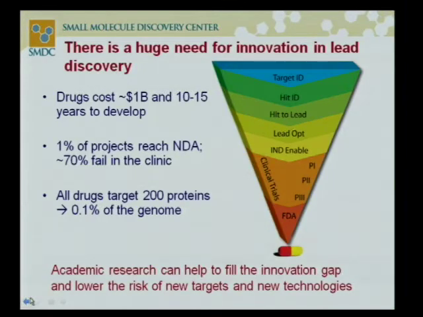Finally, all the drugs that have ever been developed for human diseases target about 200 proteins in the human genome. So that's a very small percentage of the genome. There are lots of targets that we're just not addressing at all, some of which will be very important pharmacologically. So academic research can help fill this innovation gap, lower the risk of new targets, lower the risk of new technologies. So the Small Molecule Discovery Center is, we're about 20 people, roughly evenly divided between chemistry and biology.